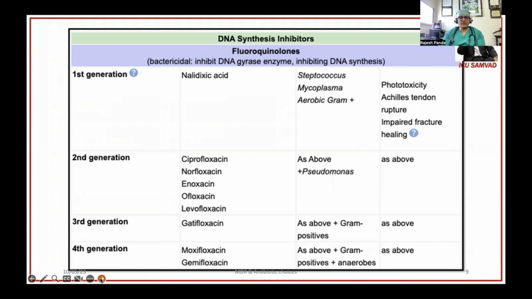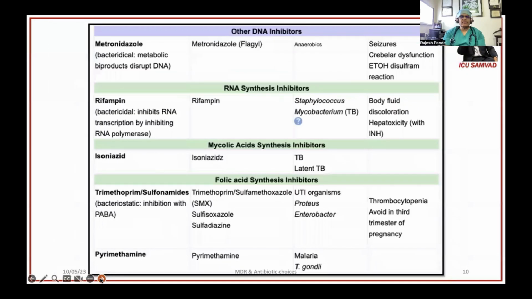Second generation is ciprofloxacin, norfloxacin, levofloxacin, which covers Streptococcus, Mycoplasma, aerobic gram-positive, as well as Pseudomonas. Third generation is gatifloxacin, which is same as above, plus gram-positive. And fourth generation, moxifloxacin, gemifloxacin, they will cover all the above and anaerobes as well. Metronidazole is bactericidal. Metabolic byproducts will disrupt the DNA, and it covers all anaerobes.